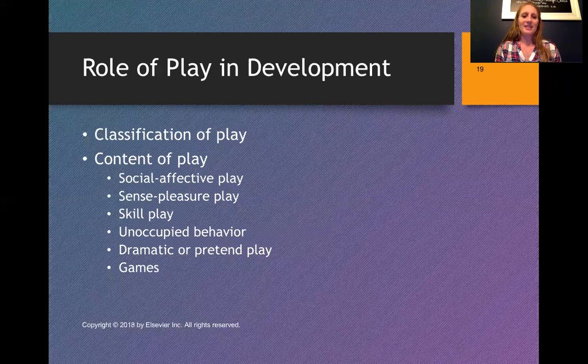And then games. Preschoolers, we don't want to engage in competitive games necessarily, because they're not very good at them. One, they don't like to lose.